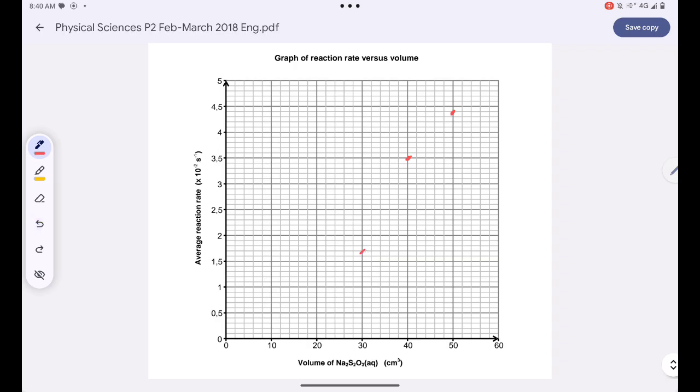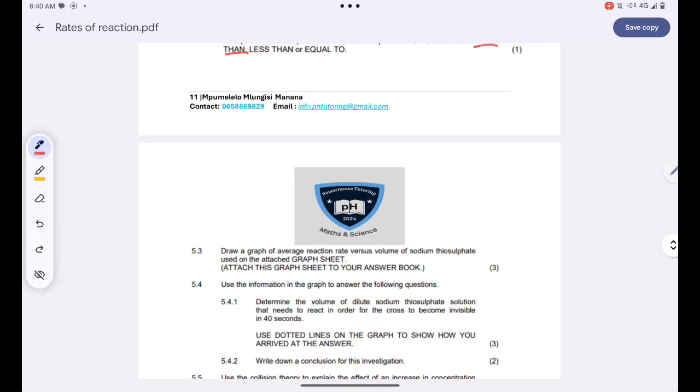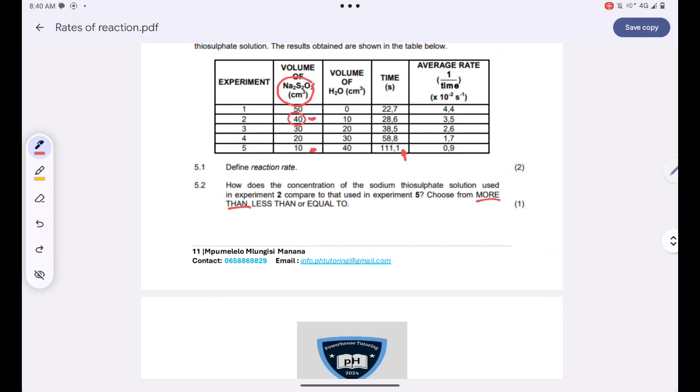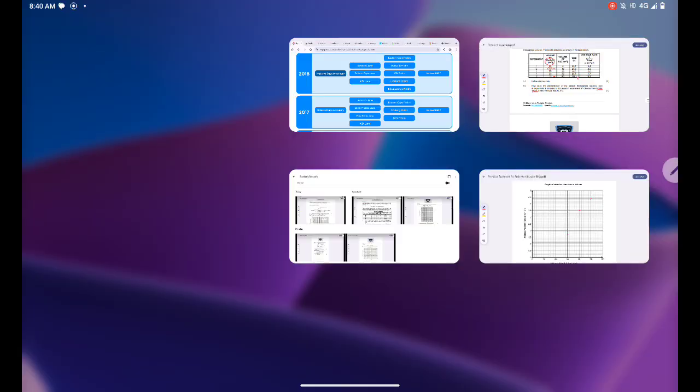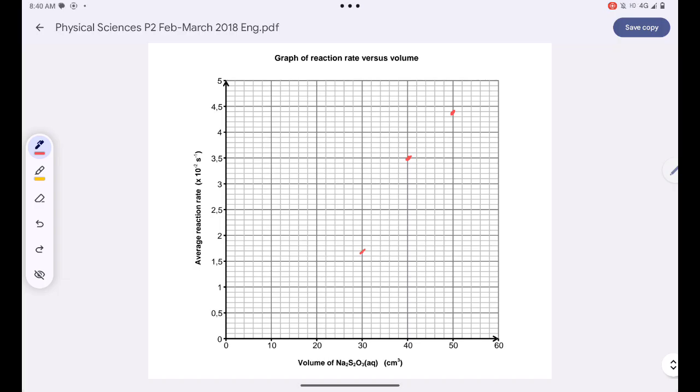Then when the volume is 20, is it 1.7 as well? I think wrong lah. When the volume is 20, yeah, it was 2.6, then 1.7. Okay, when it was 30, the average rate is 2.6. And then 20, I now have 1.7. And then for 10, I'll simply have 0.9.